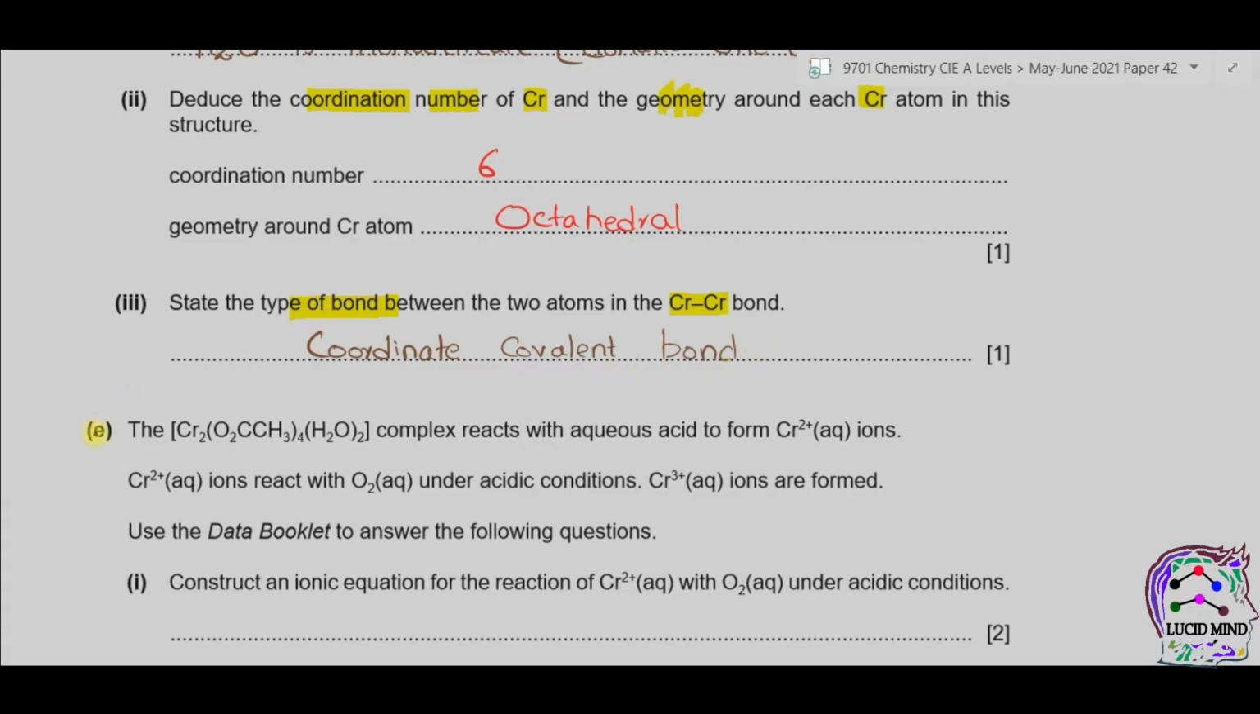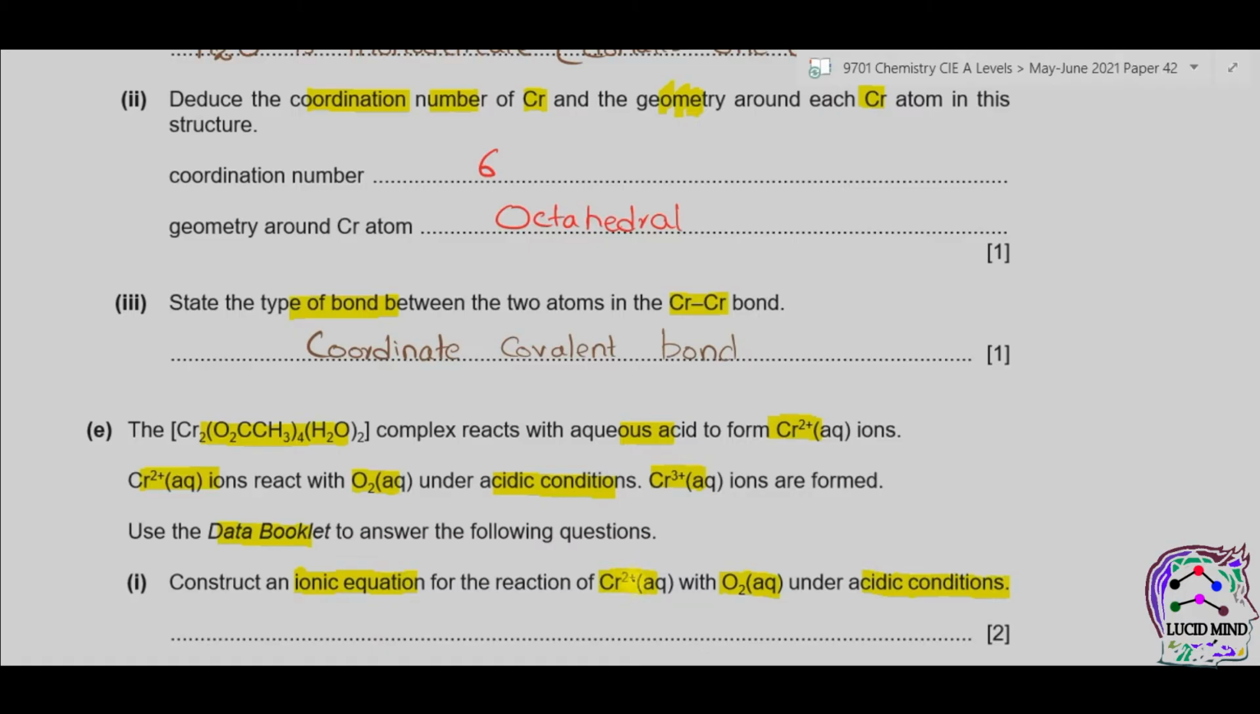Then we have the next part, part E. The complex reacts with aqueous acid to form Cr2 positive. Cr2 positive reacts with aqueous oxygen under acidic conditions. Cr3 positive ions are formed. Use the data booklet to answer the following questions. Number 1. Construct an ionic equation for the reaction of Cr2 positive with oxygen under acidic conditions.